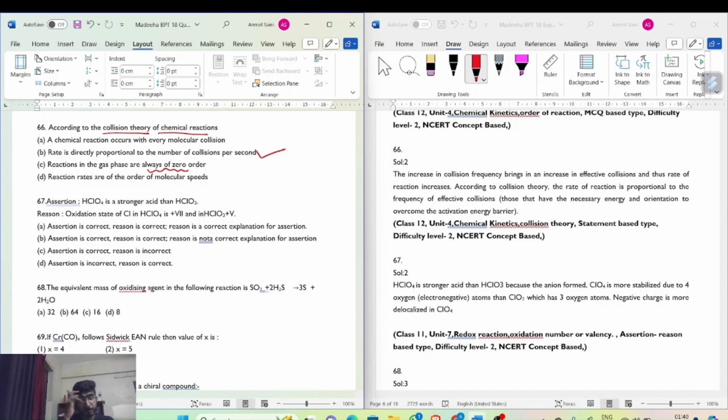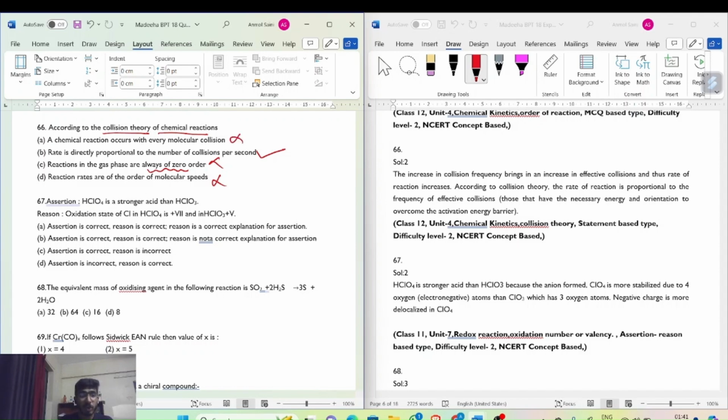Reaction rates are of the order of molecular speed. No, they are not the order of molecular speed, so this is incorrect. And a chemical reaction occurs with every molecular collision. No, it is not necessary that with every molecular collision there will be a chemical reaction.